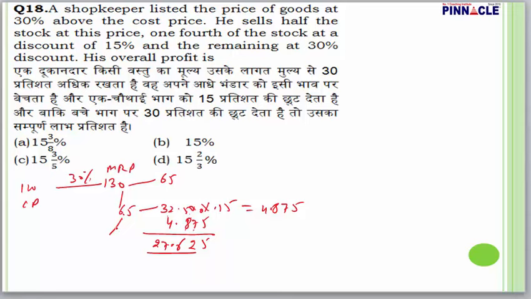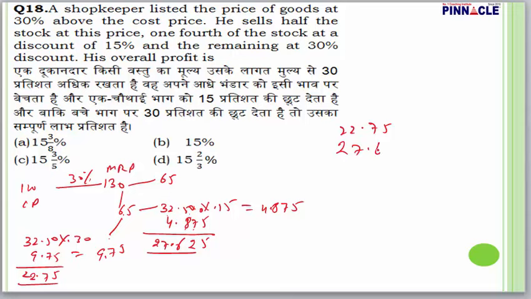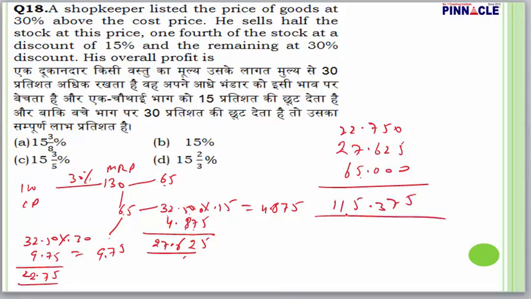The remaining is again 1/4, which is again 32.50. This 32.50 he is selling at a discount of 30%. The discount here would be 9.75 rupees. If you subtract 9.75, we will have 22.75 rupees. Now the total he is getting is 22.75 plus 27.625 plus 65, which is 115 rupees 375 paise. Now CP was 100 rupees.